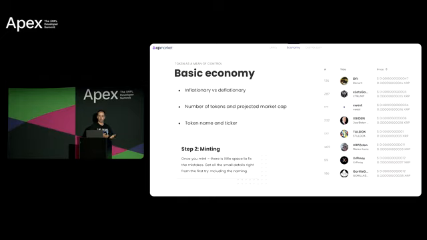Most projects will go with deflationary. By deflationary, I mean that you have a fixed total supply. It will not increase. In our case, it's a black hole. This is the most common, but if you're doing something like a play-to-earn game, most likely you will have infinite supply. And that's a lot of inflation. That's like the Argentinian peso.